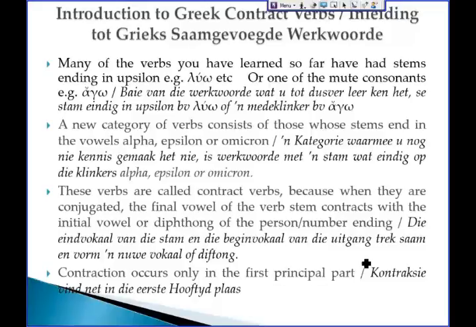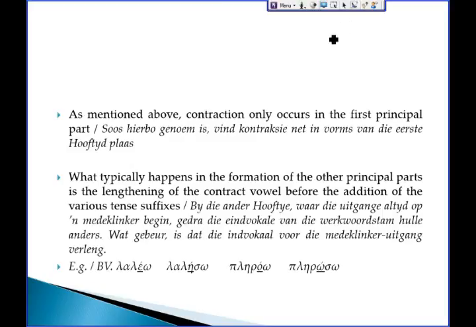I want to show you how contractions then happen. As mentioned above, contraction only occurs in the first principal part. What typically happens in the formation of other principal parts, I'll come to that, is the lengthening of the contract vowel before the addition of the various tense suffix. I just open here so that I can have an example. Let's look at that verb, laleuo. Can you conjugate this in the present indicative active in your small paper there?